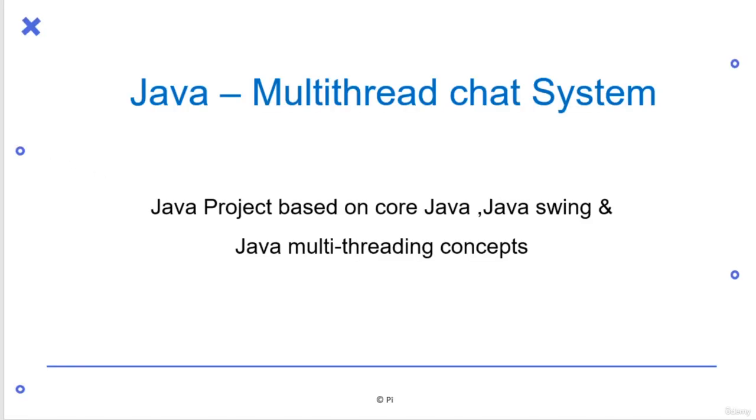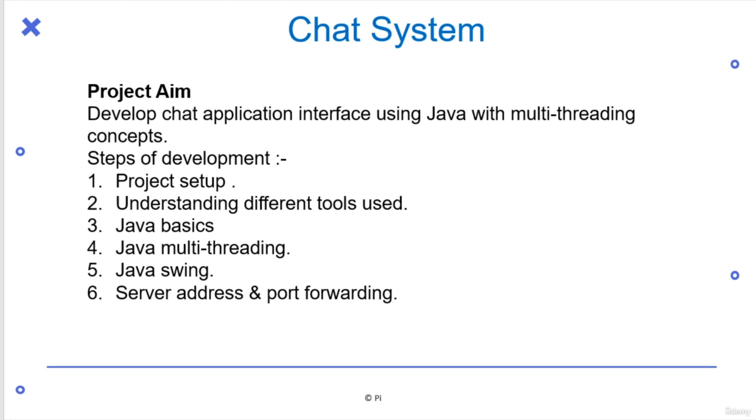So let us see what our project aim is. The project aim is to develop a chat application interface using Java, with the multi-threading concepts we are going to use here, and we are going to develop a chat system with an application interface also. So this is all about how we are going to create our chat system.